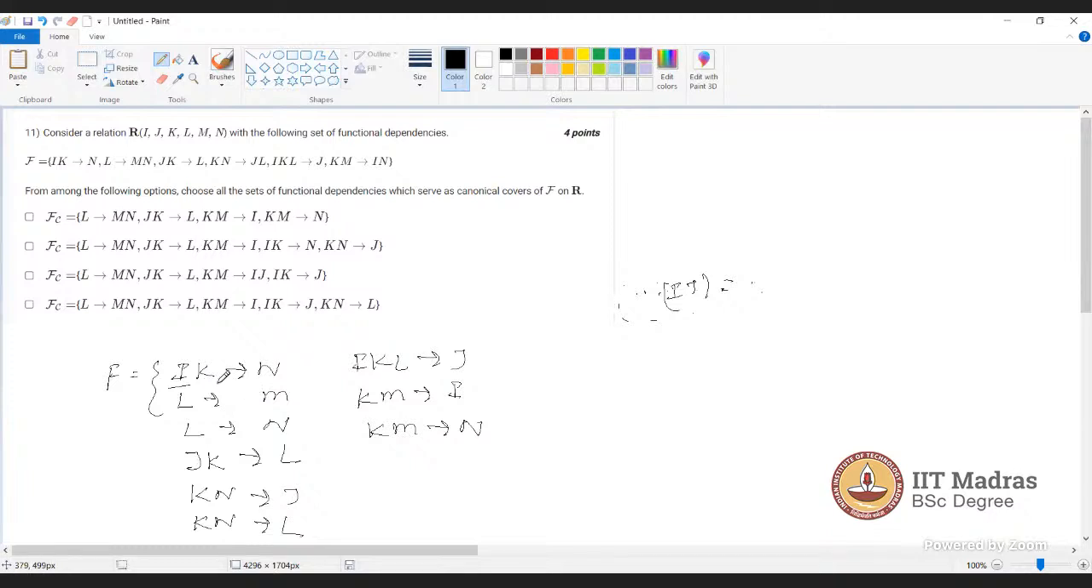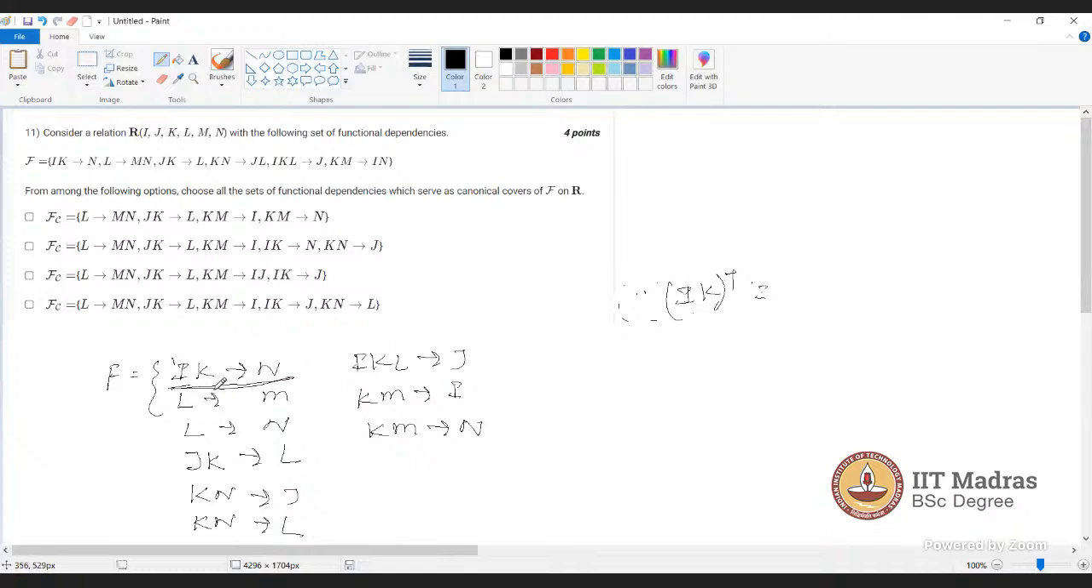You have KM determines I, right? See, given just K, we cannot identify anything else. That's why K's closure is only K. Individually with K, you cannot find it; you need something else with K. So the KM determines I is not relevant here. Got it, thank you. Then, is IK determines N a redundant functional dependency or not? Without the help of this functional dependency, find the IK closure. What will be the IK closure?